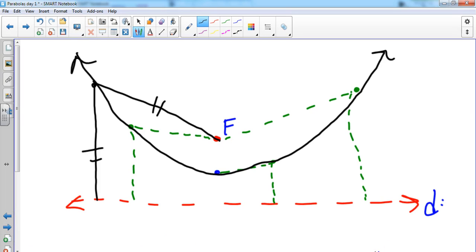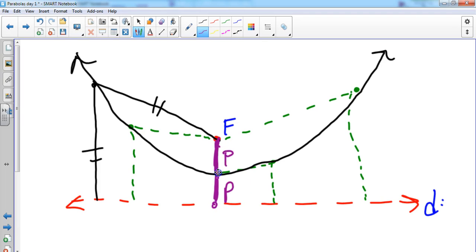This is what we're going to need to know today. When we go to write these equations, guys, let me get a different color here. Okay, right there. That distance is equal to this distance, yes? This distance is called P.